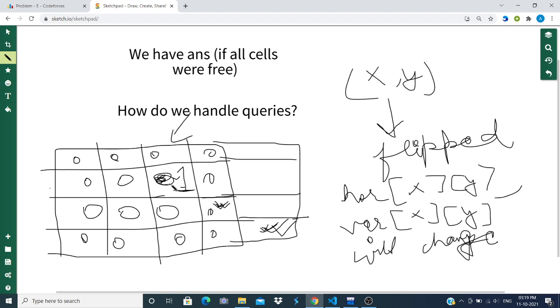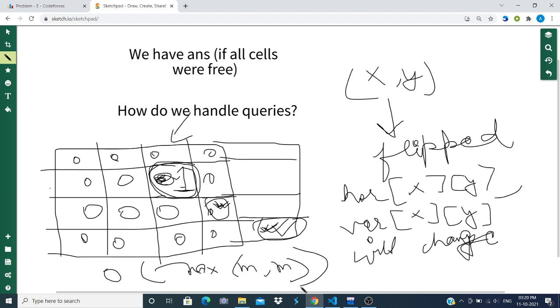So as we can see, we need to update the number of horizontal staircases at this cell, then this cell, then this cell. So there are order of maximum or minimum of n comma m cells which need to be updated, right? Similarly, if we just change this cell, then obviously the number of vertical staircases ending at this will change, and the number of vertical staircases ending at this will change. Similarly this will also change, right?